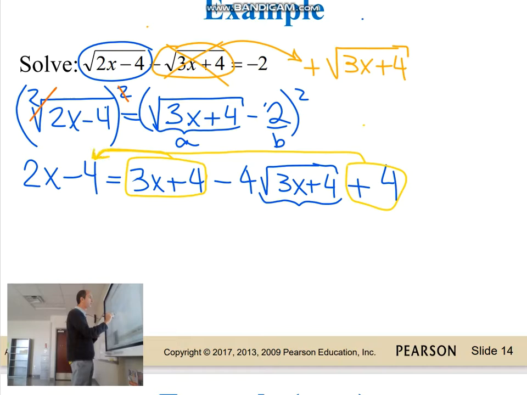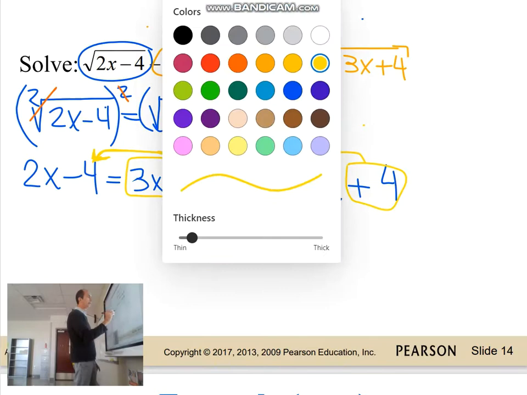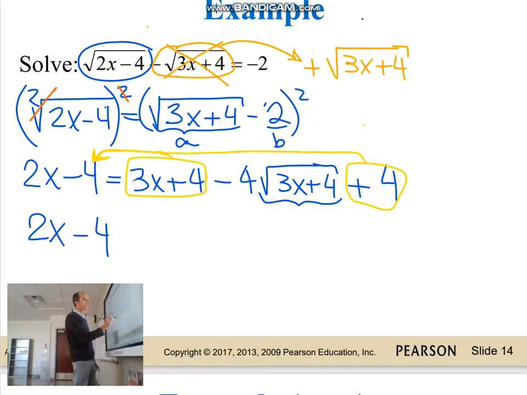of equality. We will add, let me show, 2x minus 4. Now we have this, 3x plus 4. We have to subtract 3x plus 4 from both sides, minus 3x minus 4. And then we get rid of this. And we have to subtract another 4 from both sides, and we get rid of this.